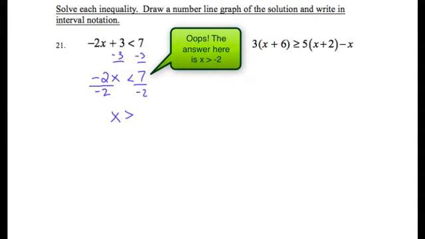This number on the right, 7 over -2, or -7 halves, we need to turn that into a mixed number so we can get an idea what this will look like on the number line. So it's going to be a negative, and let's see, 2 goes into 7 3 times with 1 left over, so really that's just -3.5. So here is my solution statement. X is greater than -3 halves.